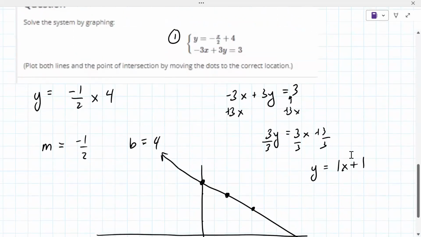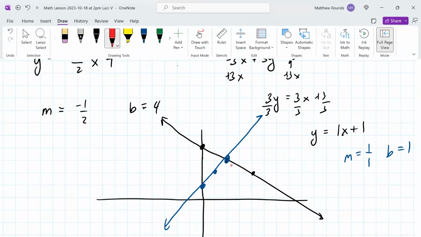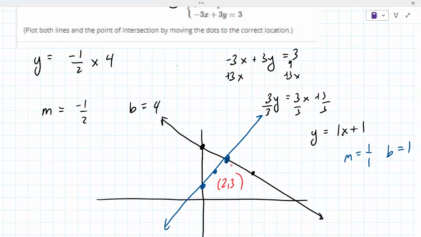What is the slope of this new line? Would it be 1/1? Yes, the slope is 1/1, perfect, and the b value is 1. Which do you start with, the slope or the b value? The b value. Okay, so you start at 1 and you go up 1, right 1, up 1, right 1. And so you should see a graph that looks like that. And it looked like they intersect there at 2, 3. I'm happy to check on your side if you need me to make sure that graph is correct.